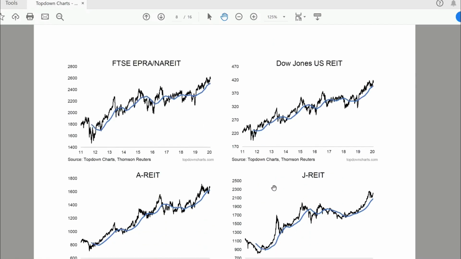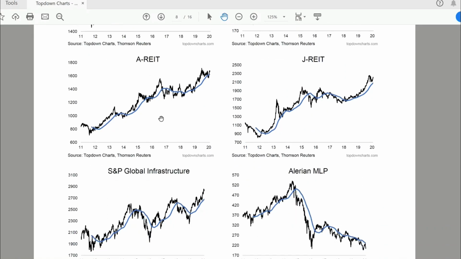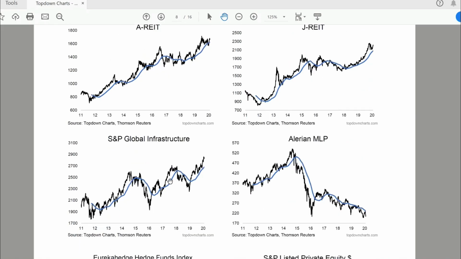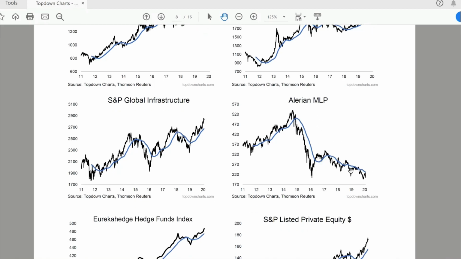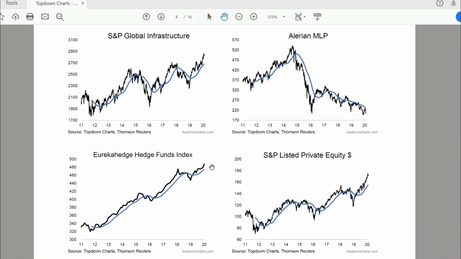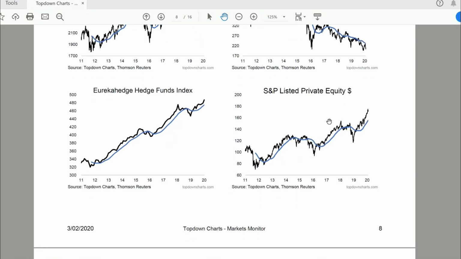And then into, which I guess you'd call this page the liquid alternatives. So you've got REITs here, which is the main global REIT index there, US REITs, A-REITs, Australian, J-REITs, Japan, global listed infrastructure index there, MLP index there, Eureka Hedge monthly hedge fund index there, tracking what the hedge funds are doing performance-wise. And in lieu of actual private equity numbers, which are kind of hard to get, listed private equity there, which is quite an interesting one to track, really.